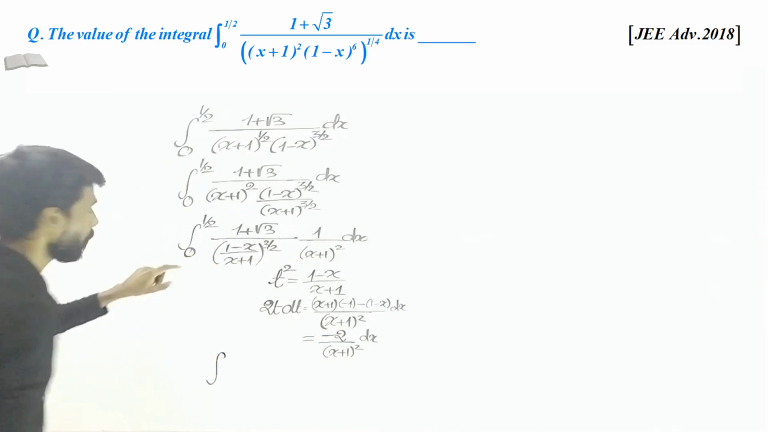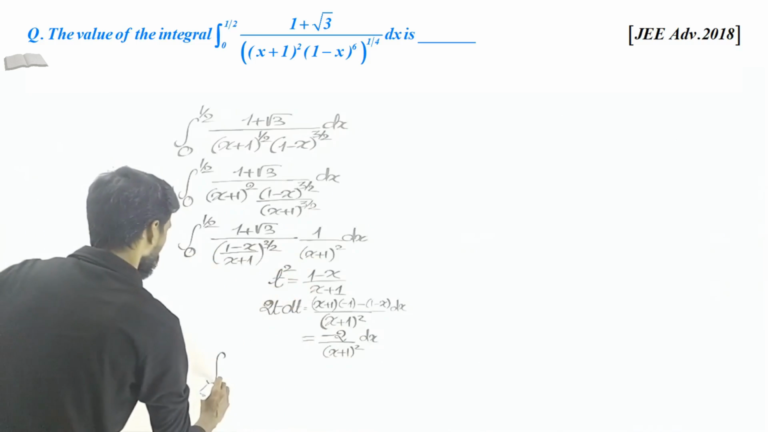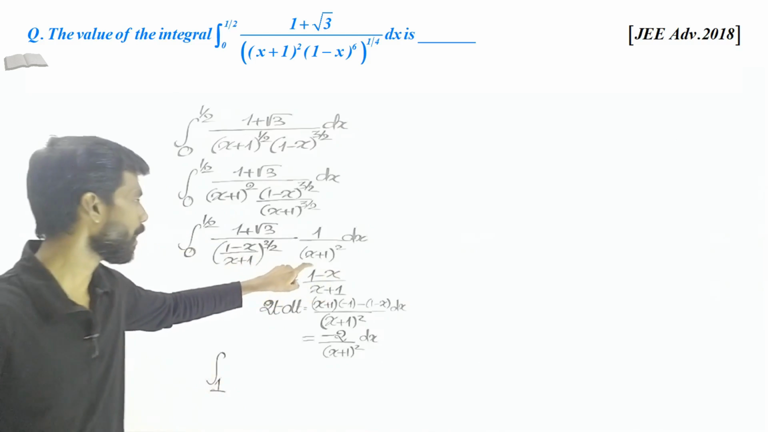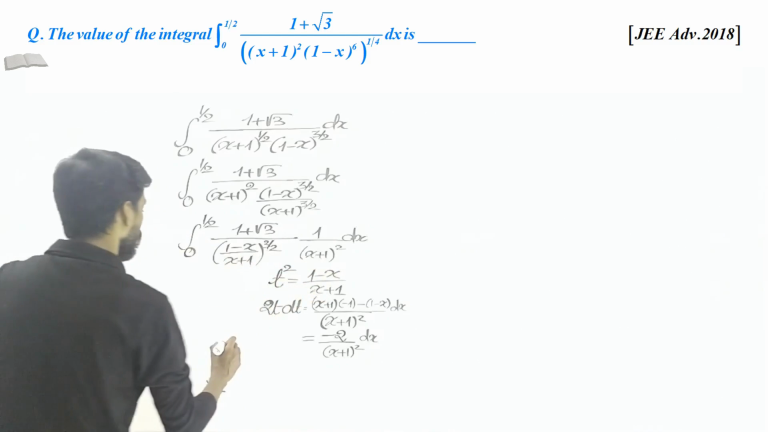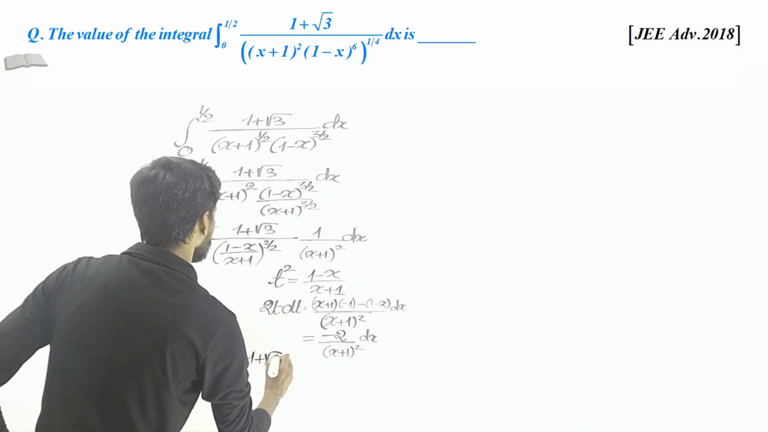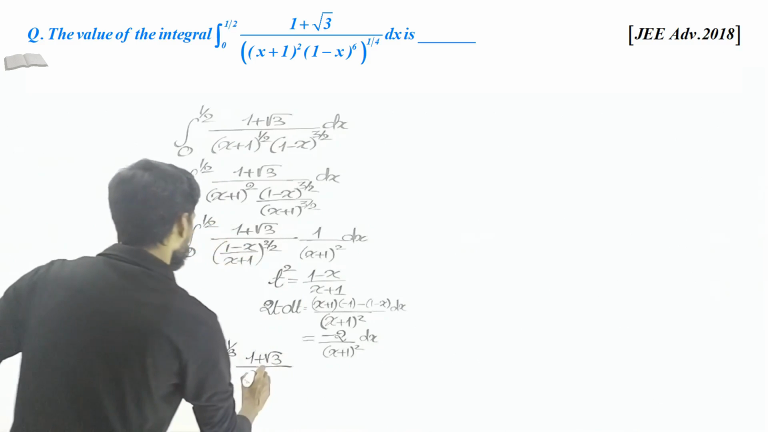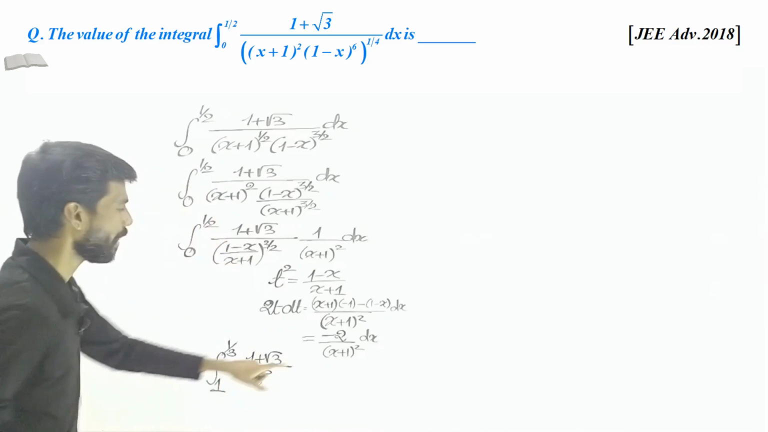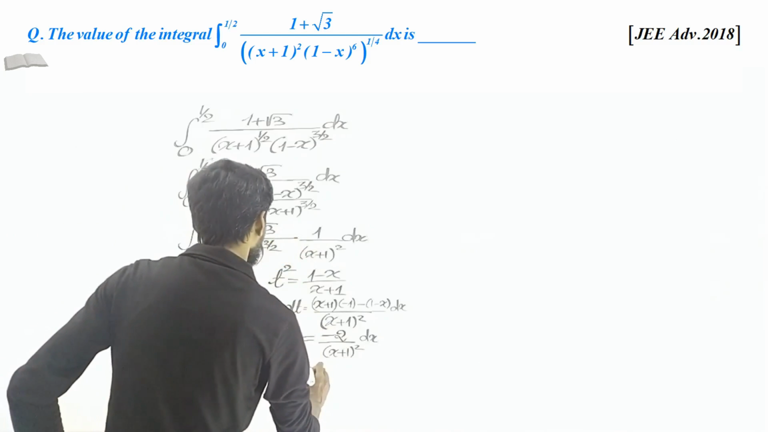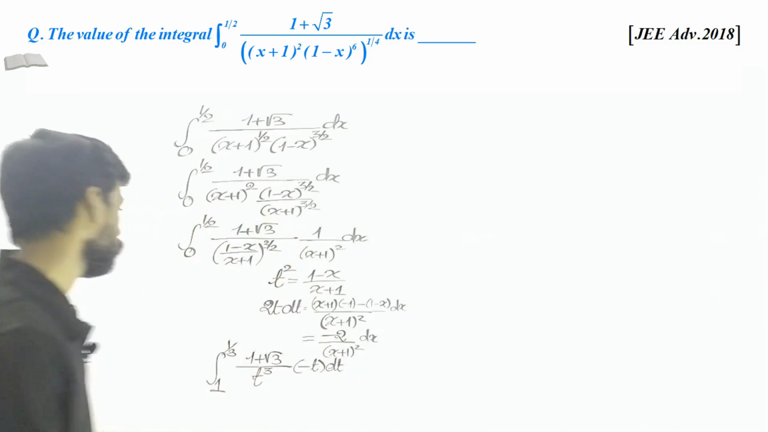Now the integral becomes, so the limits will also change. When x is 0, t squared is 1, so t is 1. And when x is 1/2, 1 minus 1/2 is 1/2, divided by 3/2, so that is 1/3. And then 1 plus root 3 as it is, divided by t squared to the power 3/2, which is t cube, and then minus, since t dt equals minus dx divided by this, it is minus t dt. So that's all. Then this integral we have to do to get the required answer.